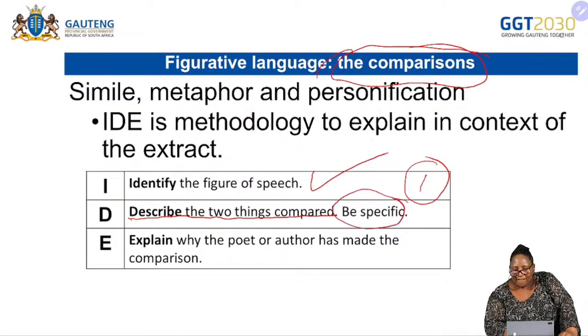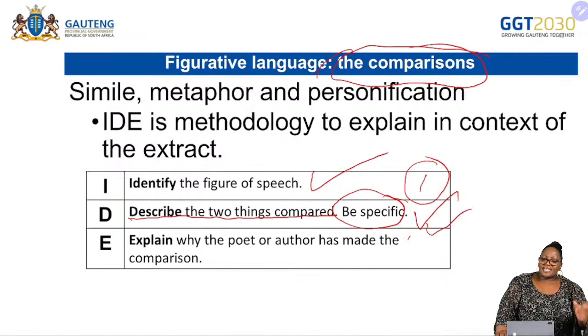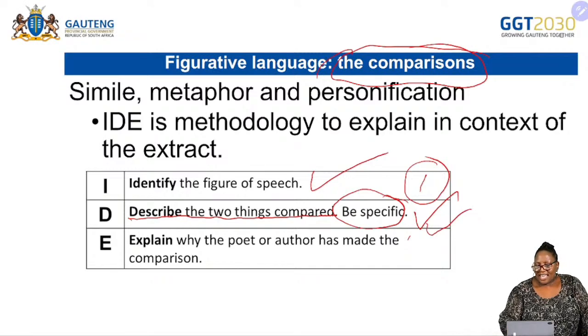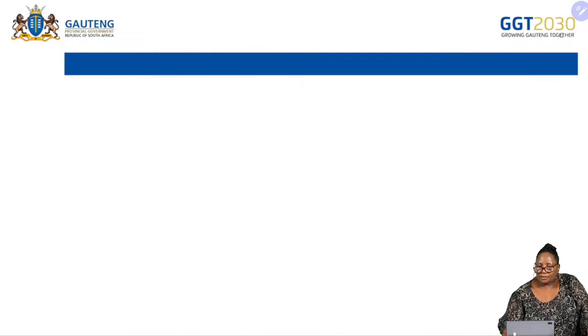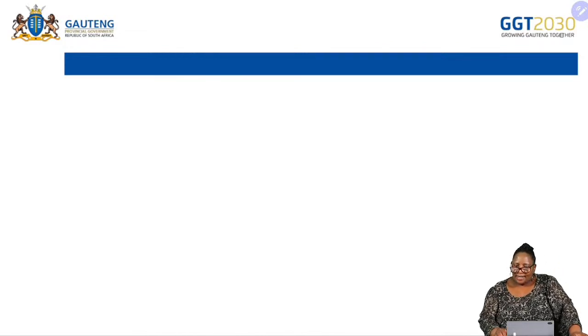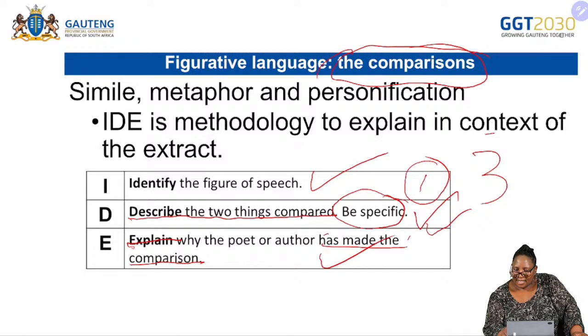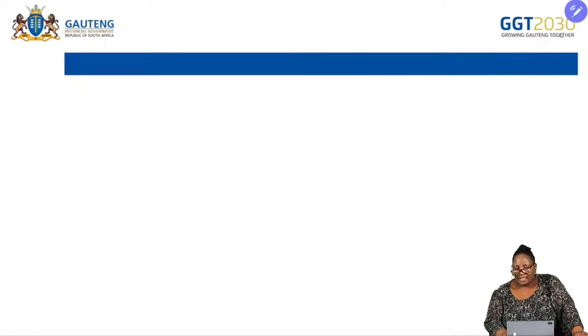You need to be very specific for you to get another mark. After you have described the two things compared, you furthermore give an explanation why the poet or the author has made that comparison, and then you earn your 1 mark. So how many marks do you get here? You have your 3 marks. Can you see that? Right. Let's continue.